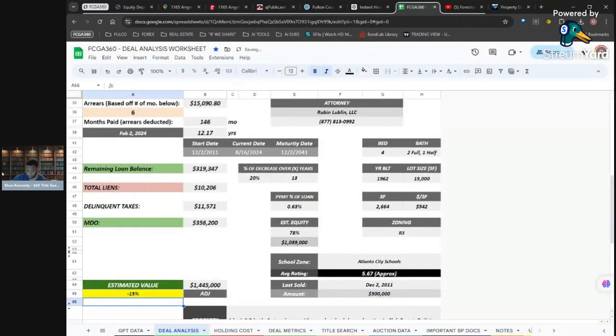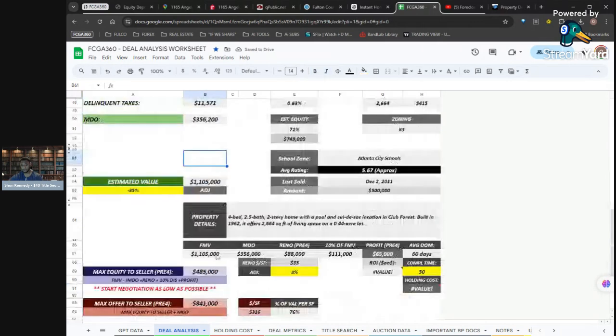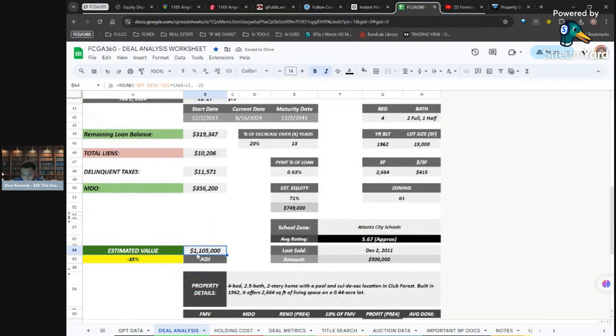So I got an adjustment bar, and I can go ahead and adjust as far as I need to get to that 1.1. Almost there. It's close enough. So now we are at our estimated value of 1.1 million.